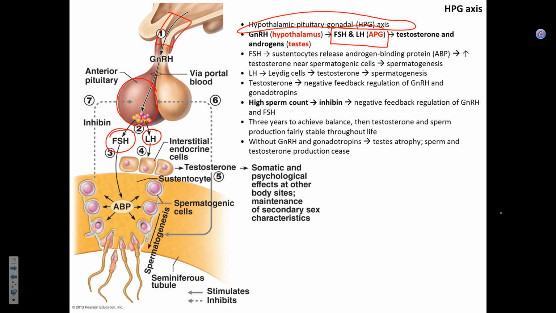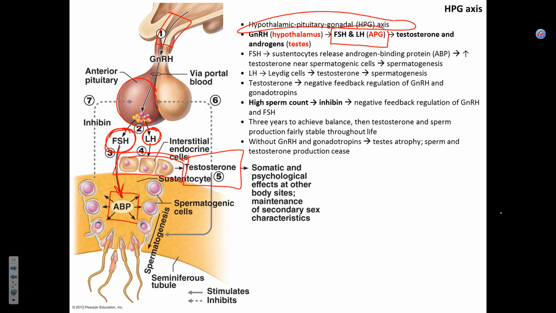Each of these hormones have their own target. Follicle-stimulating hormone interacts with the receptors on the Sertoli cells, on the sustenticides, and leads to the synthesis of androgen-binding protein. Luteinizing hormone interacts with the receptors on Leydig cells and leads to the production of testosterone.